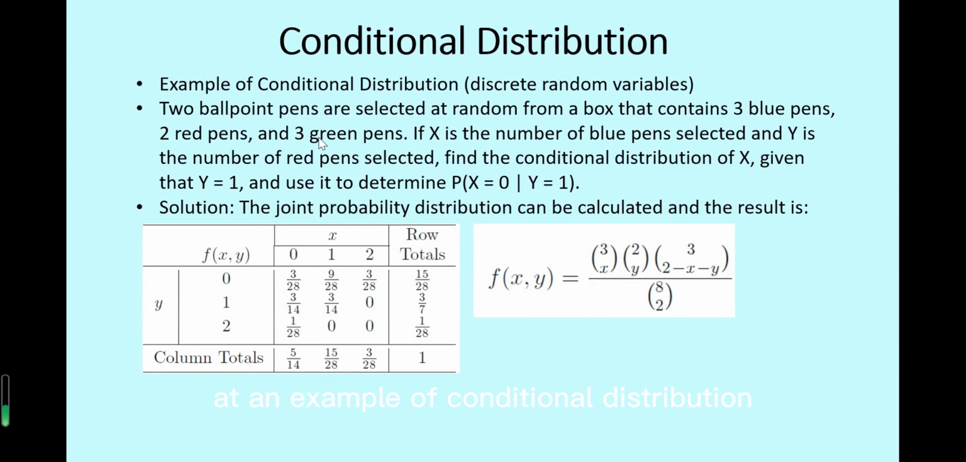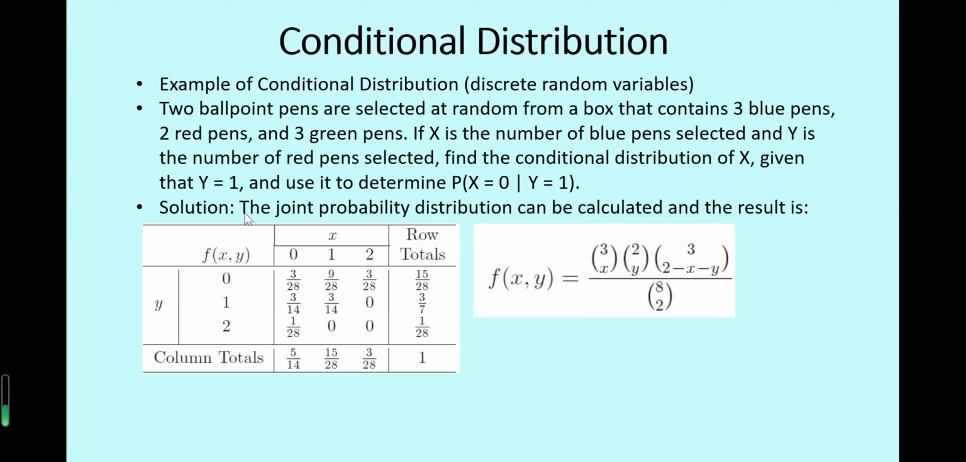Let's take a look at an example of conditional distribution for the discrete random variable case. Two ballpoint pens are selected at random from a box that contains 3 blue pens, 2 red pens, and 3 green pens. If X is the number of blue pens selected and Y is the number of red pens selected, find the conditional distribution of X given that Y equals 1, and use it to determine the probability of X equals 0 given Y equals 1.